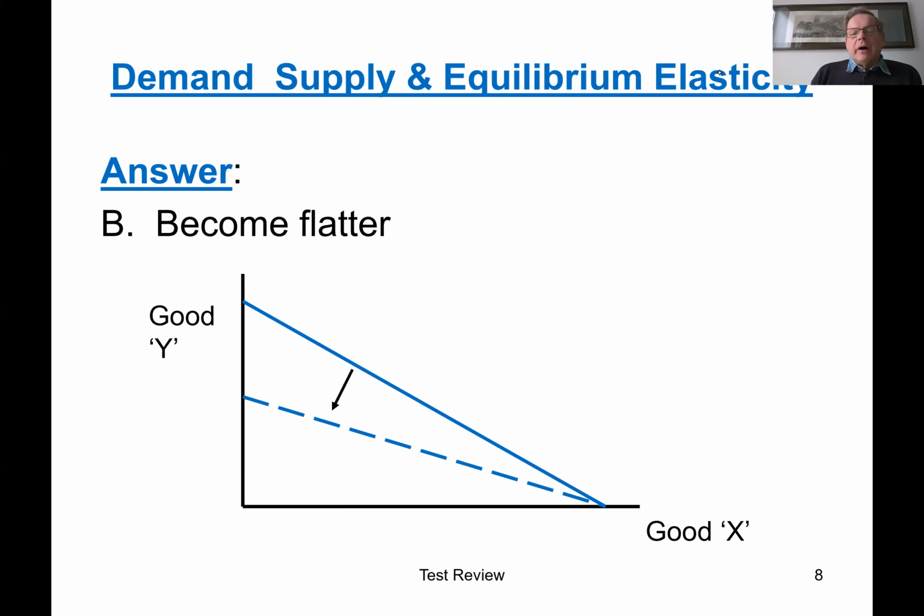So you can buy the same number of goods of X because X price didn't change. The price of Y increased. You can buy fewer with the given budget.